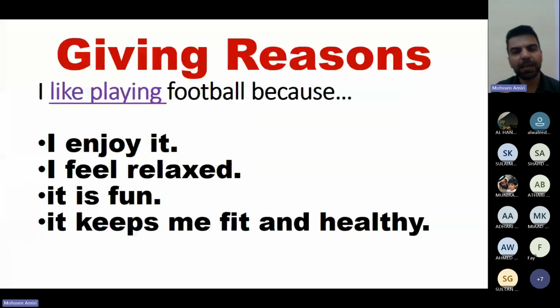For example, I like playing football because I enjoy it. Sure, I enjoy it. Or because I feel relaxed. Or because it is fun. Or you can say because it keeps me fit and healthy. You need to know how to give reasons, Shabab. When they ask you a question, the reason is very important. Even in writing, you should know how to give reasons when you want to answer a question, or when you're talking about something like this.